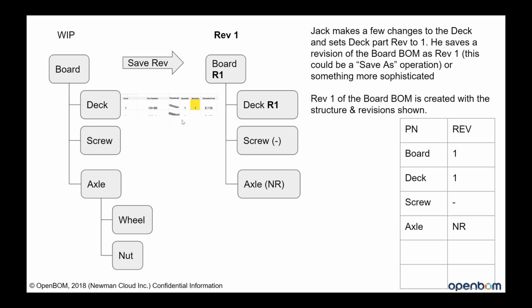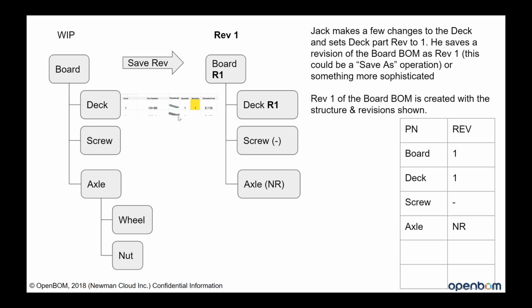Now he moves up to the board, and he performs an operation called save revision. Save revision might be something sophisticated in a BOM management tool, or it might just be saving a read-only version of the BOM on your disk in Excel. So he performs a save revision. He gets the board at revision 1, the deck, which was already at revision 1. And then, as most of us know, screws typically we don't revise at rev dash. Then he's got the axle sub-level, which he hasn't yet created a revision of. So it's going to appear in his board as shown, but none of the leaf parts are going to show. For right now, just keep that in mind.